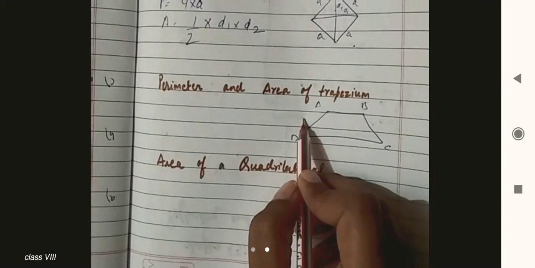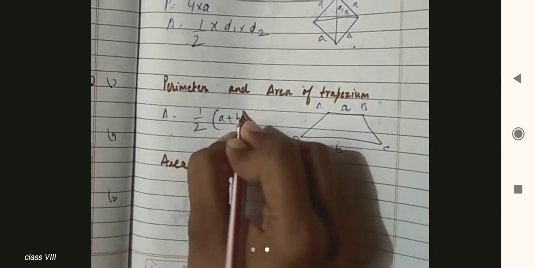Fine. Now we have the perimeter and area of a trapezium. Trapezium means a figure where two opposite sides are parallel and the other two opposite sides are non-parallel. So the perimeter will be the sum of all these sides: AB plus BC plus CD plus AD. But what will be the area?